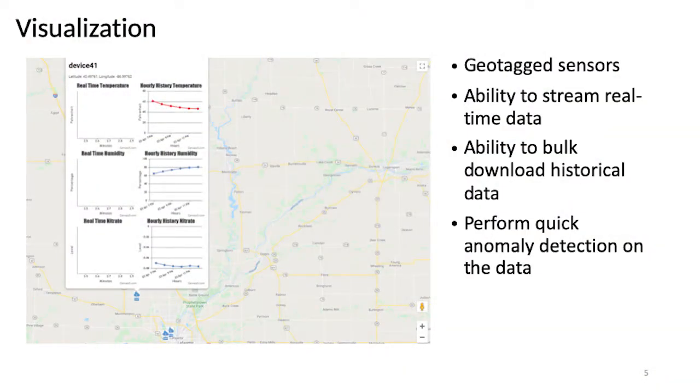Visualization has been a key focus of this work because we want this data to be available to as large a population as possible. On a map, you will be able to see the geotagged sensors, where exactly the sensors are located. You would be able to see the real-time data as it is streaming through from these sensors and coming to our servers. For researchers, they can go in and download historical data in bulk, and you can also perform quick anomaly detection on this data or really larger scale data analytics on this bulk data that you have downloaded.